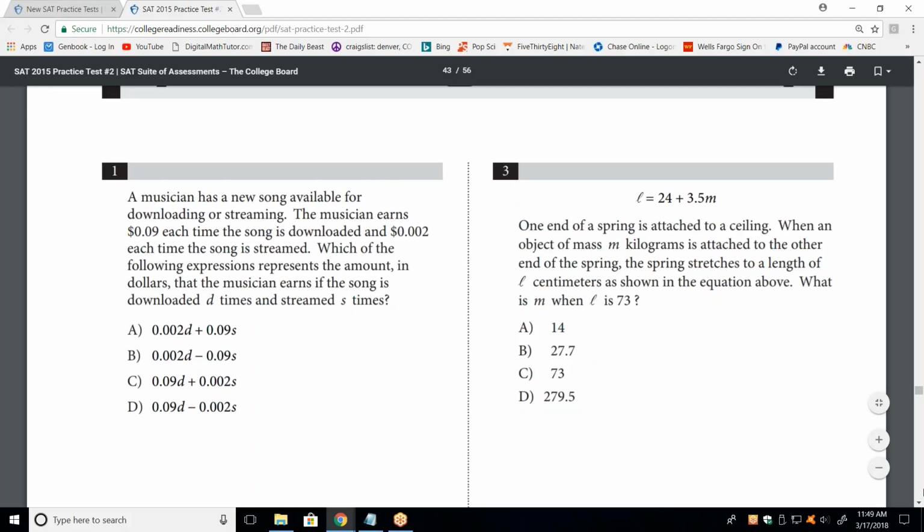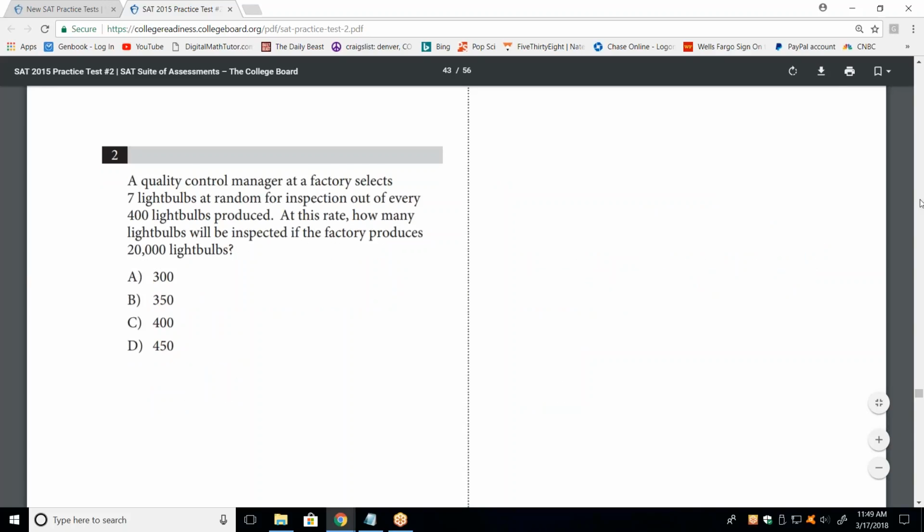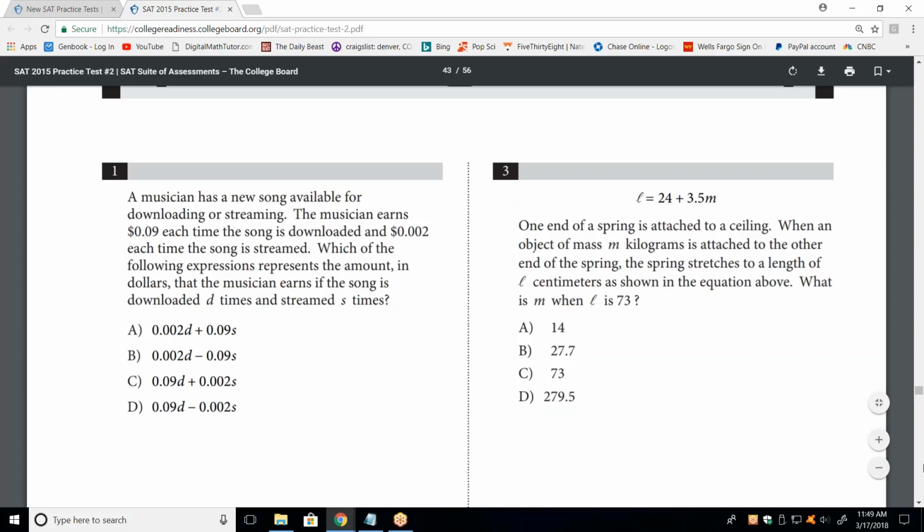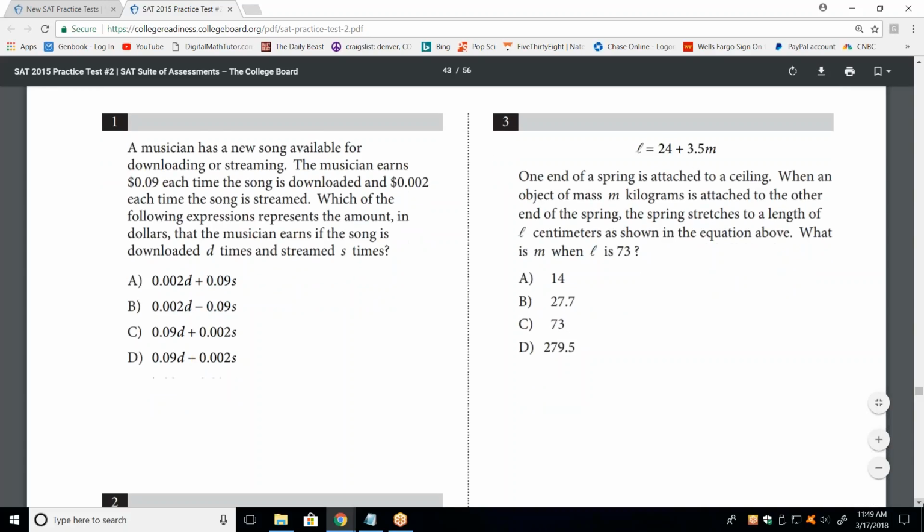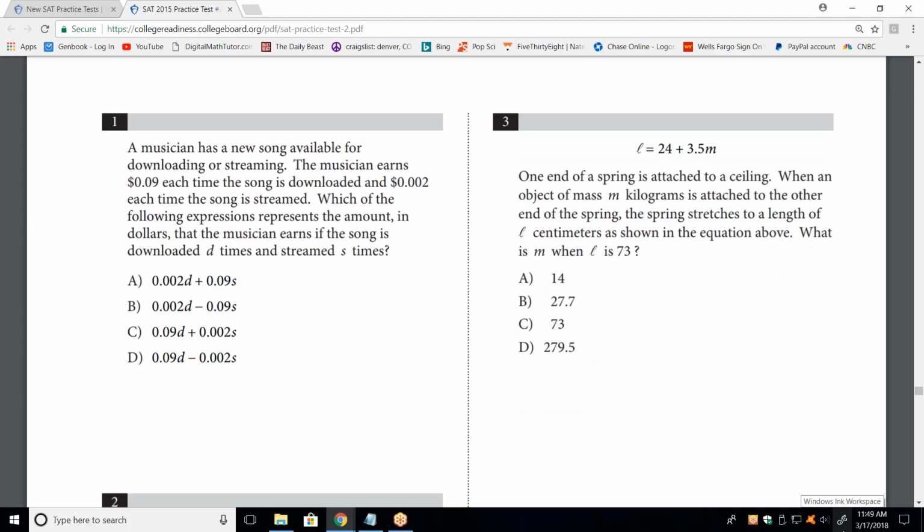Okay, number 3, and 3 is the last one. So 3 could be tough. 2 is probably medium. 1 was easy, 2 is medium, and 3 is probably going to be a little difficult. In other words, just because it has a number 3 doesn't mean it's easy. It's the final problem on this section.